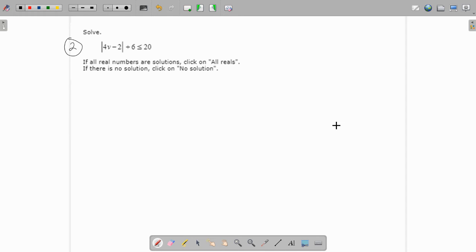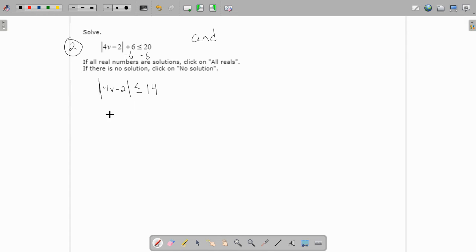Number 2. All right, this is an and problem. So Alex, we're not going to use and in our answer. I'll show you when we get there how we have to answer this. So first step, isolate the absolute value. So we're going to subtract 6 from both sides. So we get the absolute value of 4v minus 2 is less than or equal to 14.